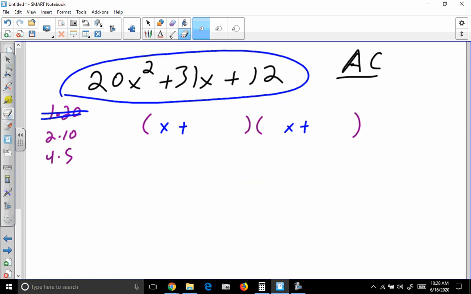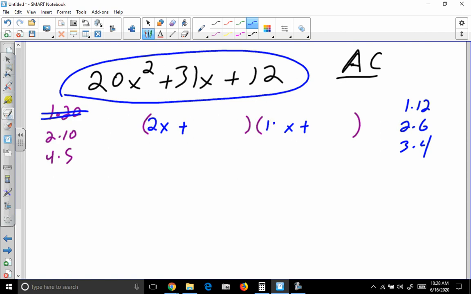So we want to come back. We want to relist what makes 12. And then we go to the next possibility. What about 2x and 10x? Well, if we try 2x and 10x, that does make 20x squared. We can't use 1 and 12 because the 12 can't go here, common factor, and the 12 can't go here because of the common factor.